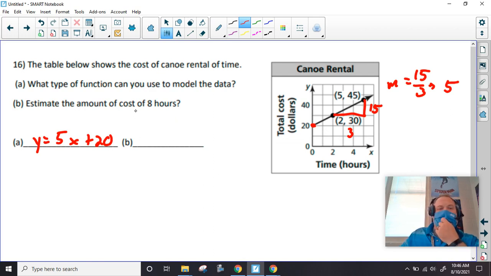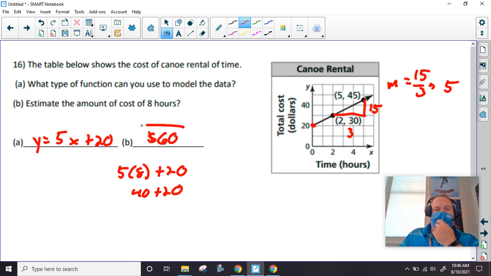And then it says estimate the cost of 8 hours. So you would say 5 times 8 plus 20. This is 40 plus 20. Where did you get the 20 from? The 20, this is the Y. See how it's the Y-axis? It starts right there. So that's where it crosses the Y-axis. So that's our B.